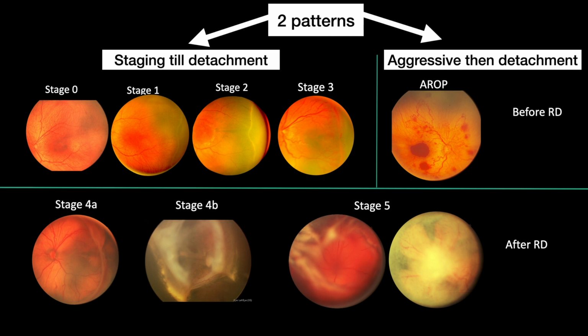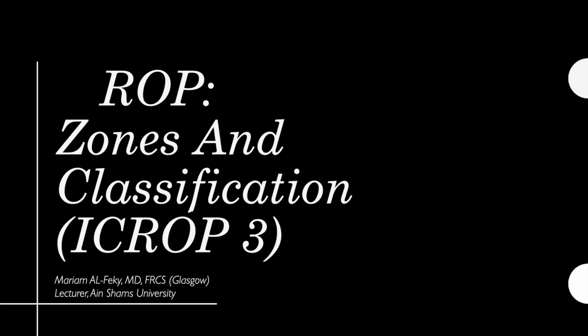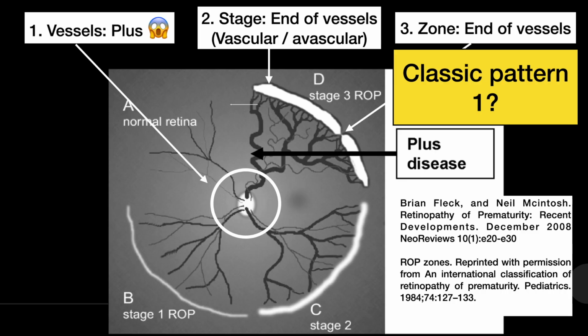retinal detachment. But there is another pattern where the pathology starts very aggressive from the start and goes directly into retinal detachment without going through the previous staging. To understand this, we have to understand the zones and classification of ROP. We have the first pattern, the classic pattern, going into the stages. This is described in 3 terms.